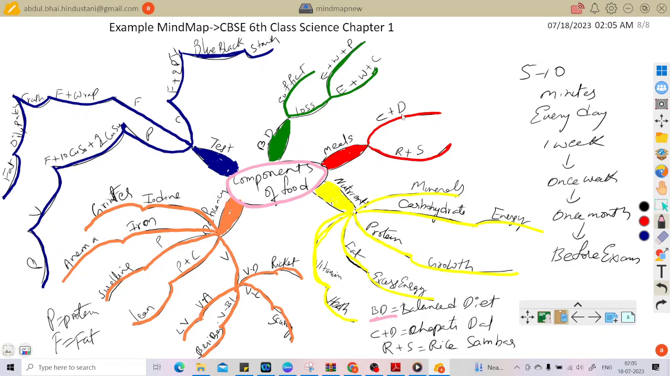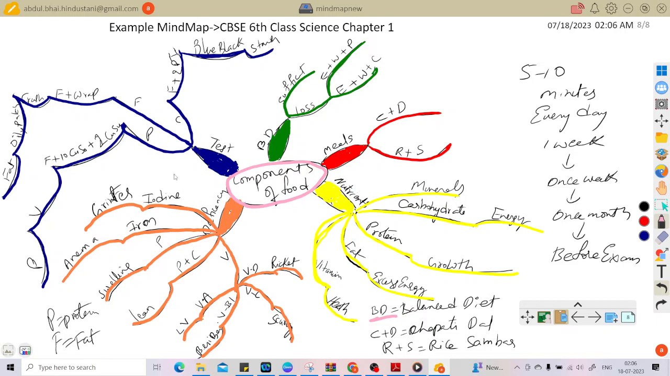So C plus D, chapati dal combination. In the meals again we have RS, the rice sambar combination. And I can see the nutrients. Whenever there are nutrients, it triggers the complete branches. We have different minerals, carbohydrate, protein, fat, vitamins, and then what exactly each is going to do. Carbohydrates give energy, protein growth, fat excess energy, vitamins health.